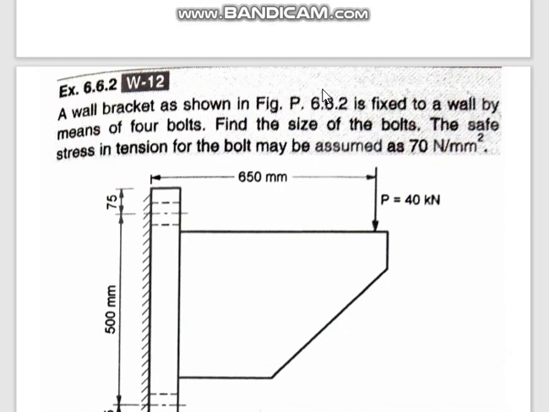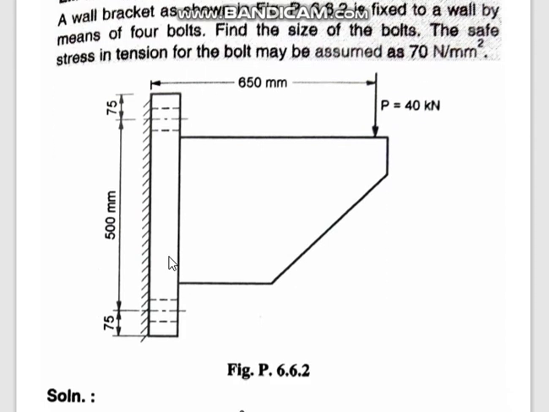Now let us see a problem. Here is a wall bracket. A wall bracket means a bracket which is fixed to a wall. It is shown in the figure. It is fixed to a wall by means of four bolts. Where are the four bolts?